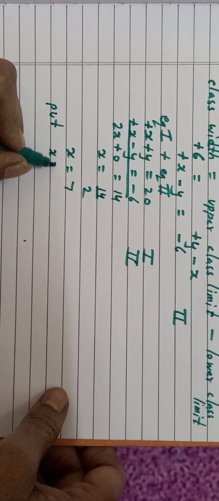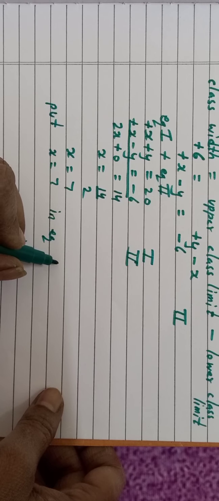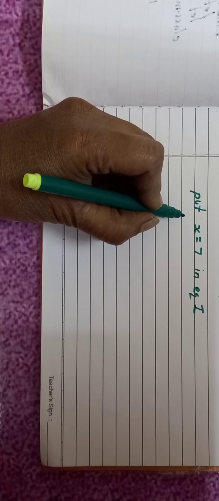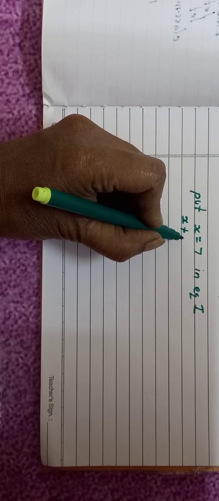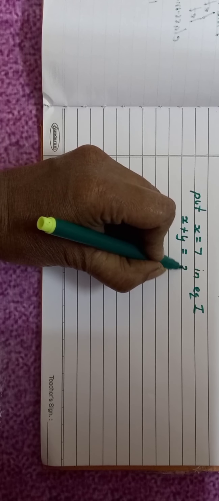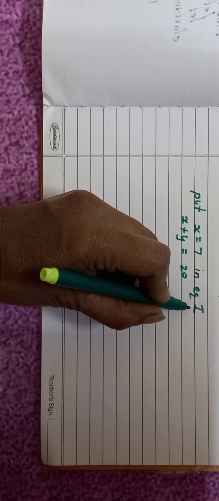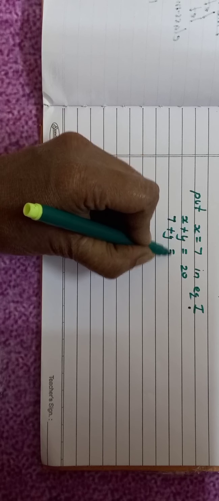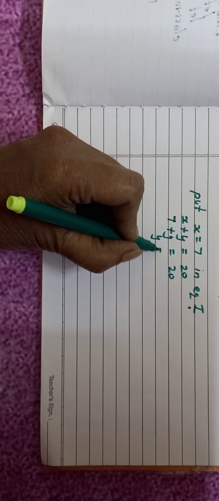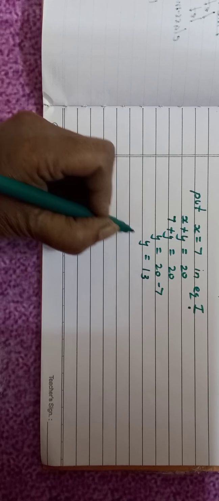Put x is equal to 7 in equation 1. What is equation 1? x plus y is equal to 20. So we will put 7 instead of x. So we will take 7 plus y is equal to 20, so y is equal to 20 minus 7. y is equal to 13.